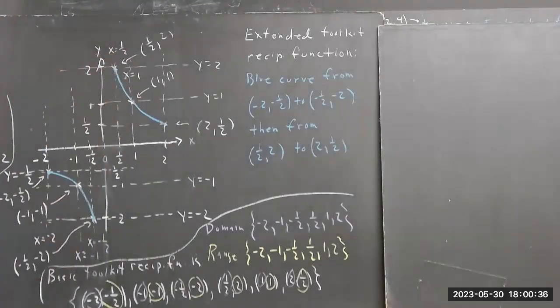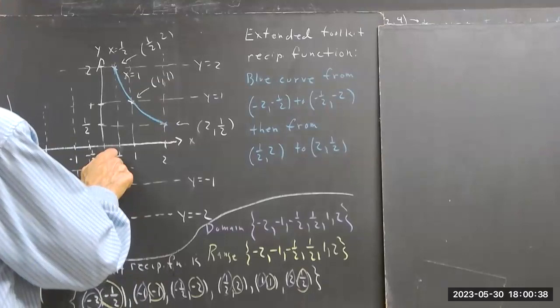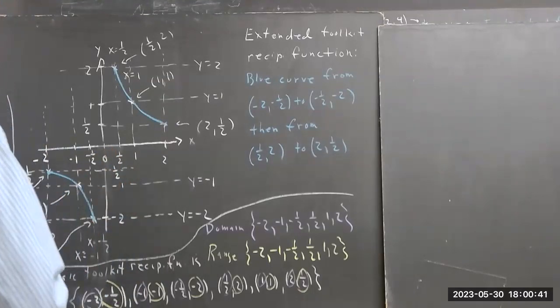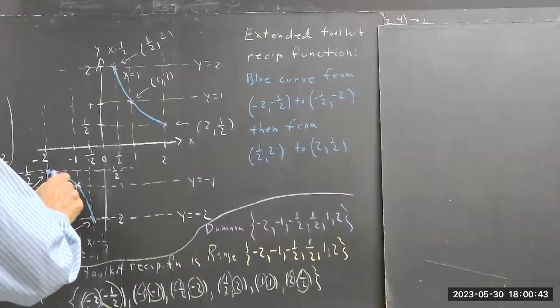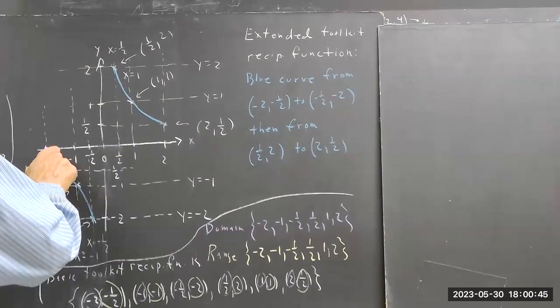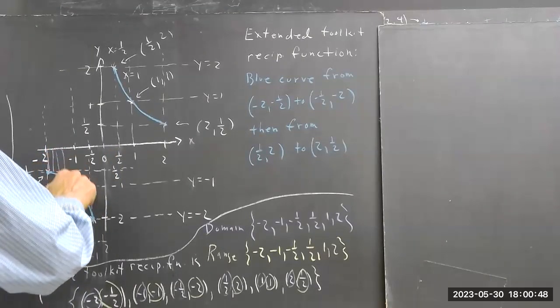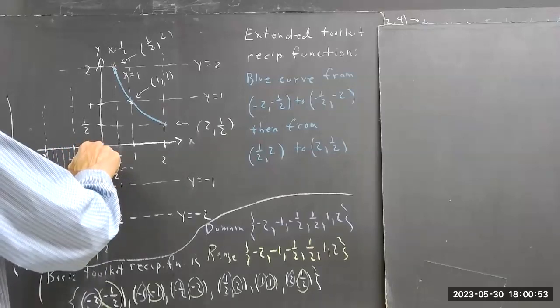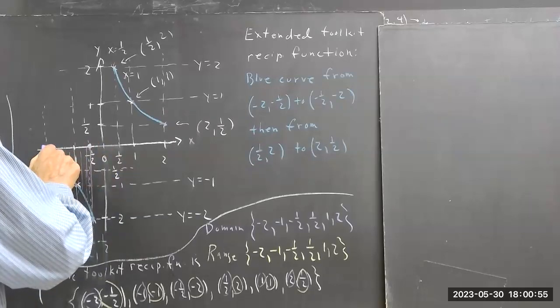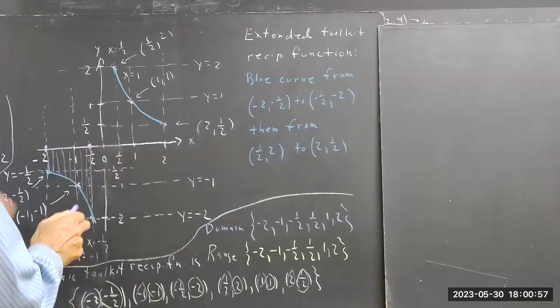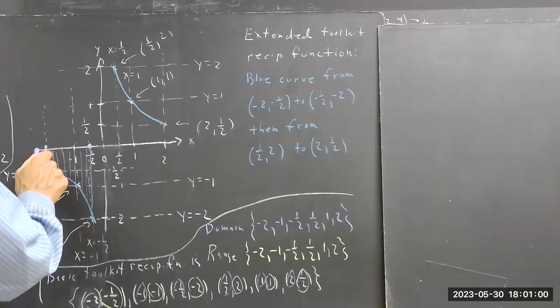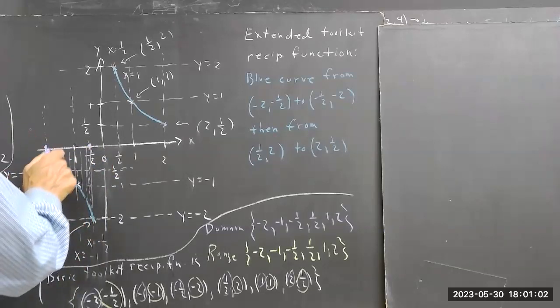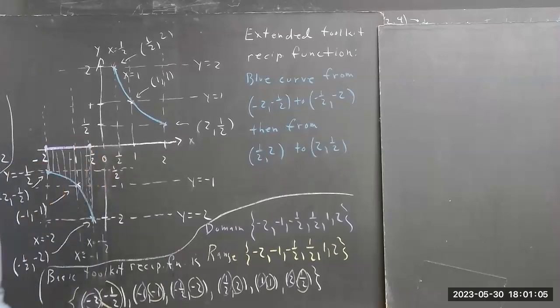Now for the extended toolkit reciprocal function, we're going to do just what we did previously, but use purple chalk, and from every point on the curve, we're going to draw a line to the x-axis. And we find that the x coordinates of the points of the curve consist of all the values from -2 to -1/2, including -2 and -1/2.